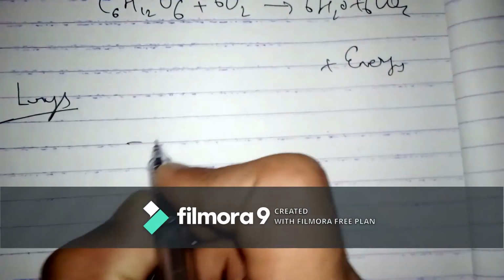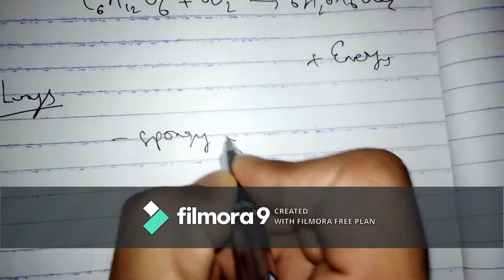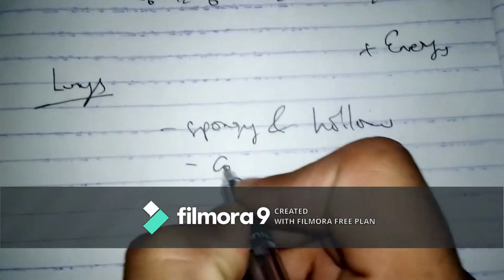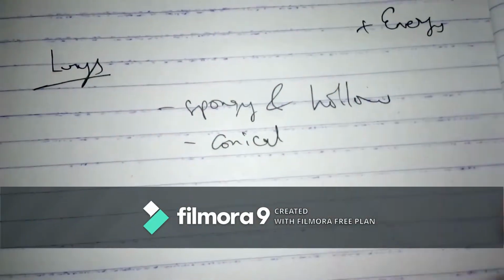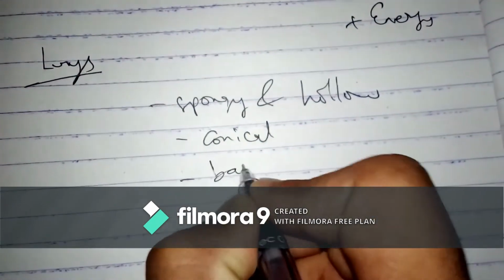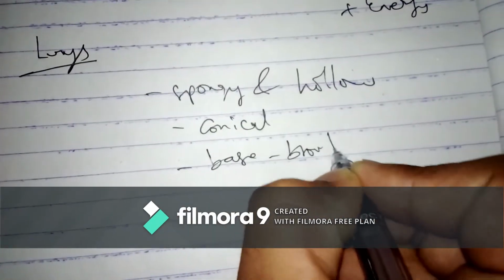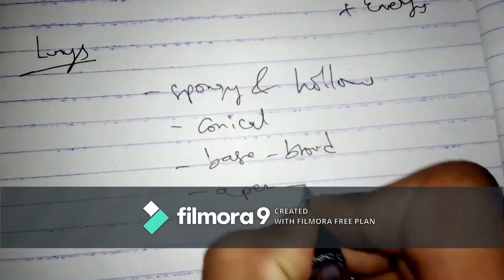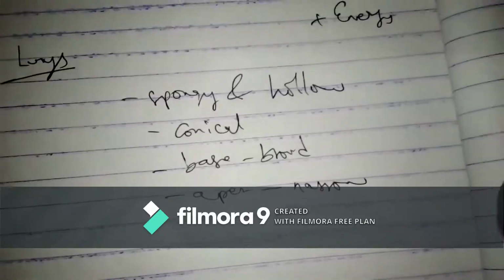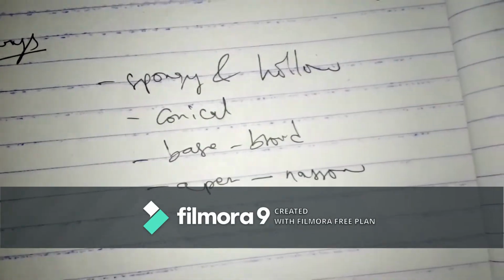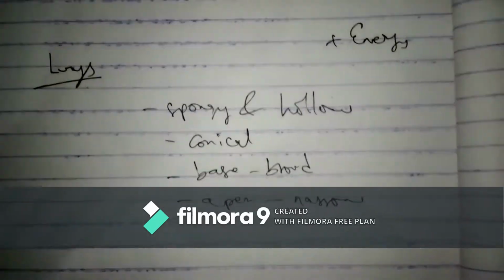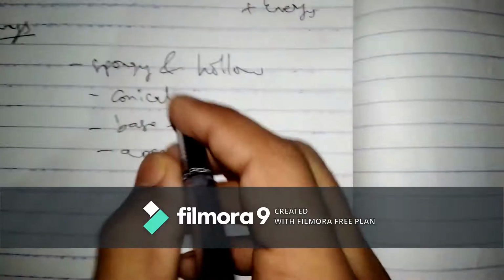Now the lungs are spongy and hollow, and conical in shape. Since they are conical in shape, the base is broad and the apex is narrow. Now the area between the two lungs is called the mediastinum, where the heart, the trachea, the bronchi and the blood vessels lie. So when we draw the structure, it will be somewhere like this.